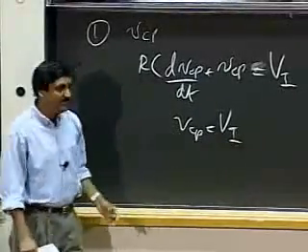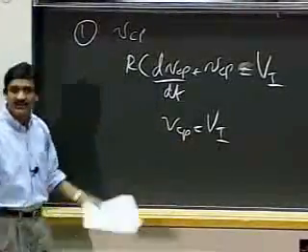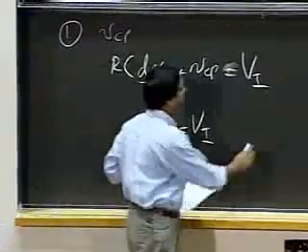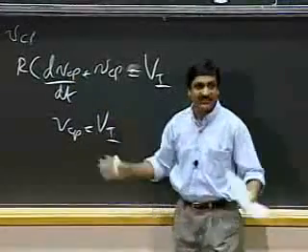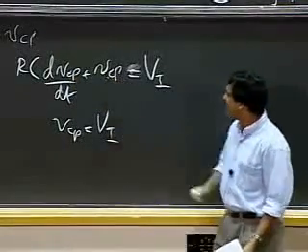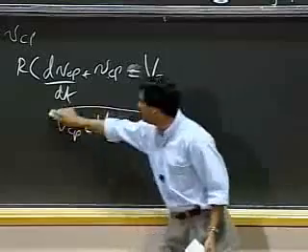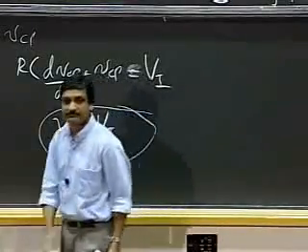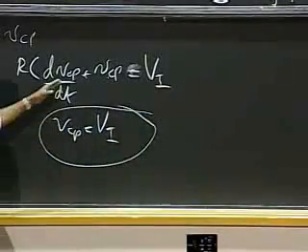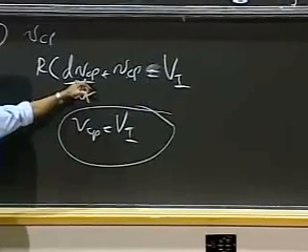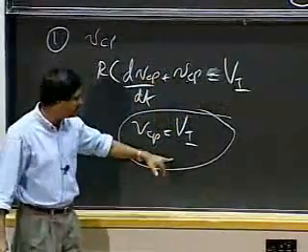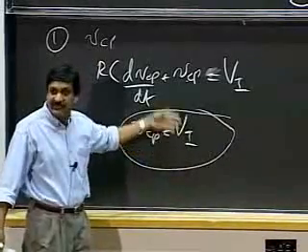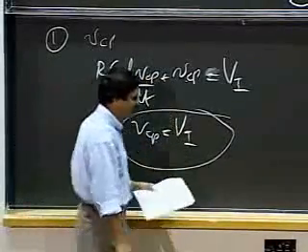So here we assume that VI is going to work, so let's try it out. Substituting in here, RC d by dt of VI is 0, since VI is a constant. So I get VI equals VI, and therefore this is a particular solution. I substitute VI here, so dVI by dt is 0, this vanishes, and VI equals VI. Bingo. So VI is a solution to this equation, and I'm done with my VCP.